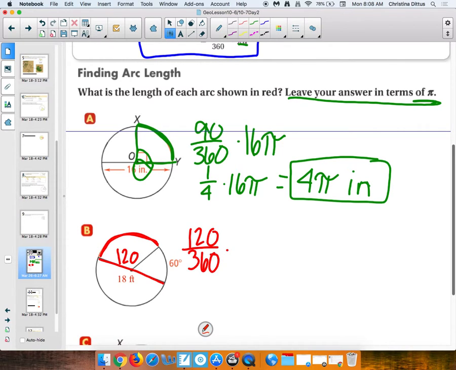Radius or diameter? Diameter. So 18 pi. Diameter times pi. Reduce my fraction, 120 over 360. 1/3. So I have 1/3 of 18 pi. So what is 18 divided by 3? 6. So I have 6 pi, and what's the middle label?